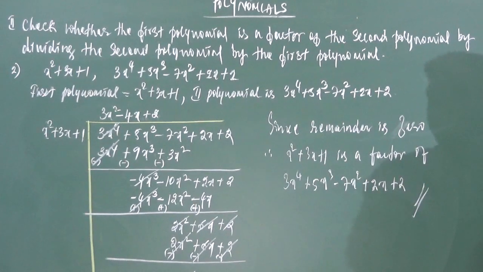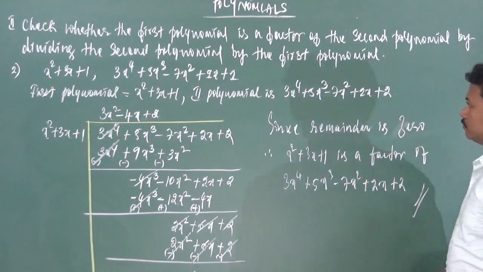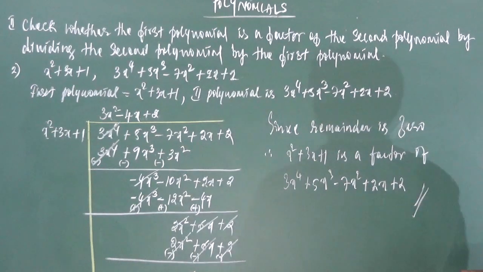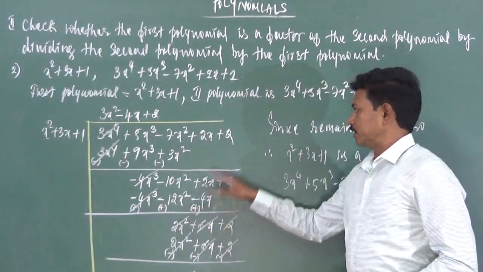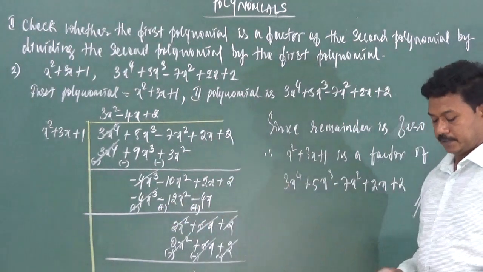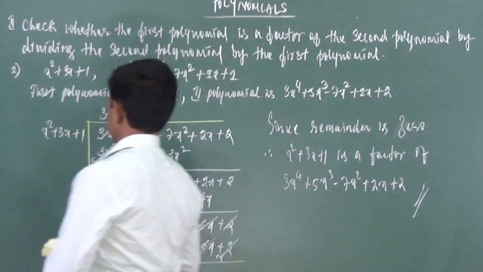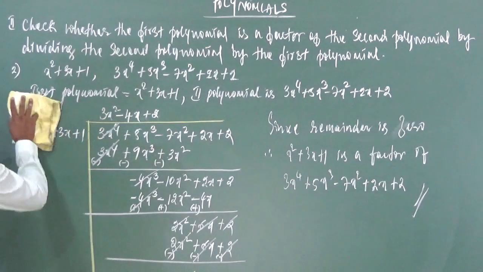So this is how we have to conclude. So this is a very important problem, right? So while division you have to be very careful with the signs and the carryover what you take. Right, be careful. So we'll go with the next problem.